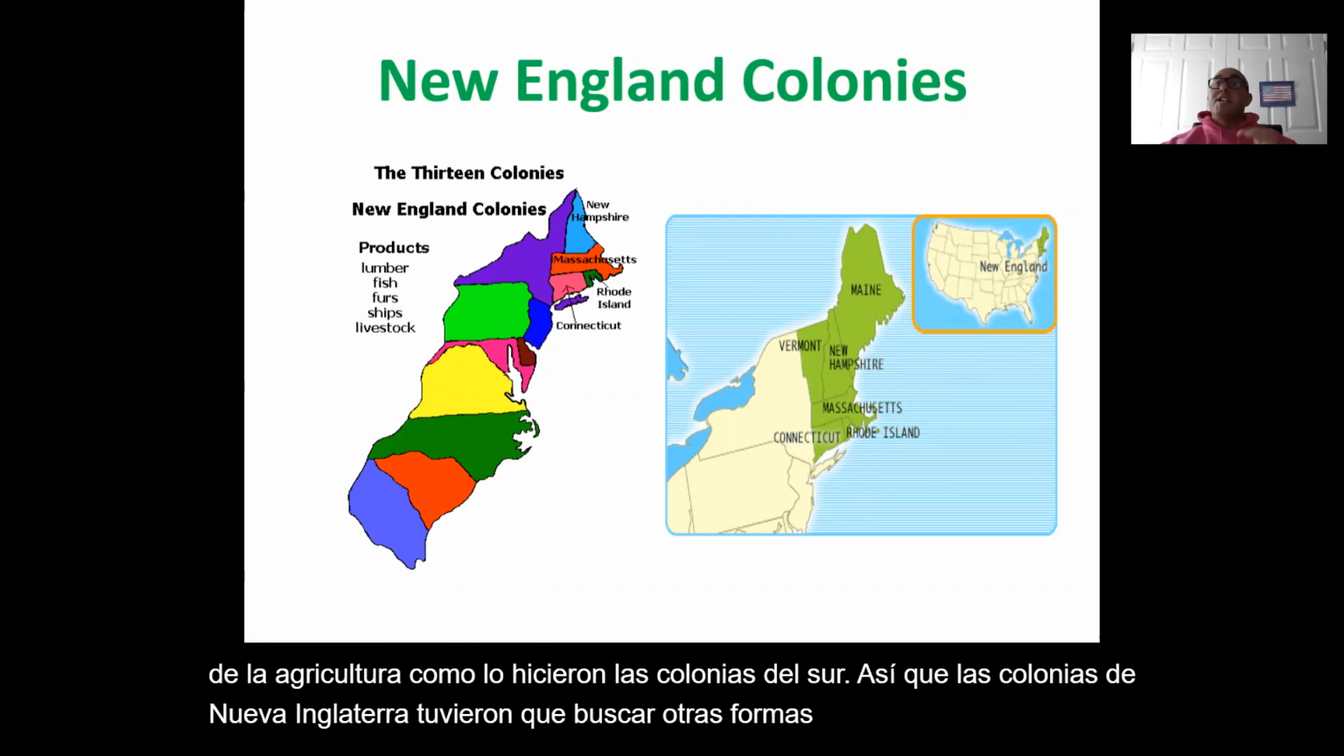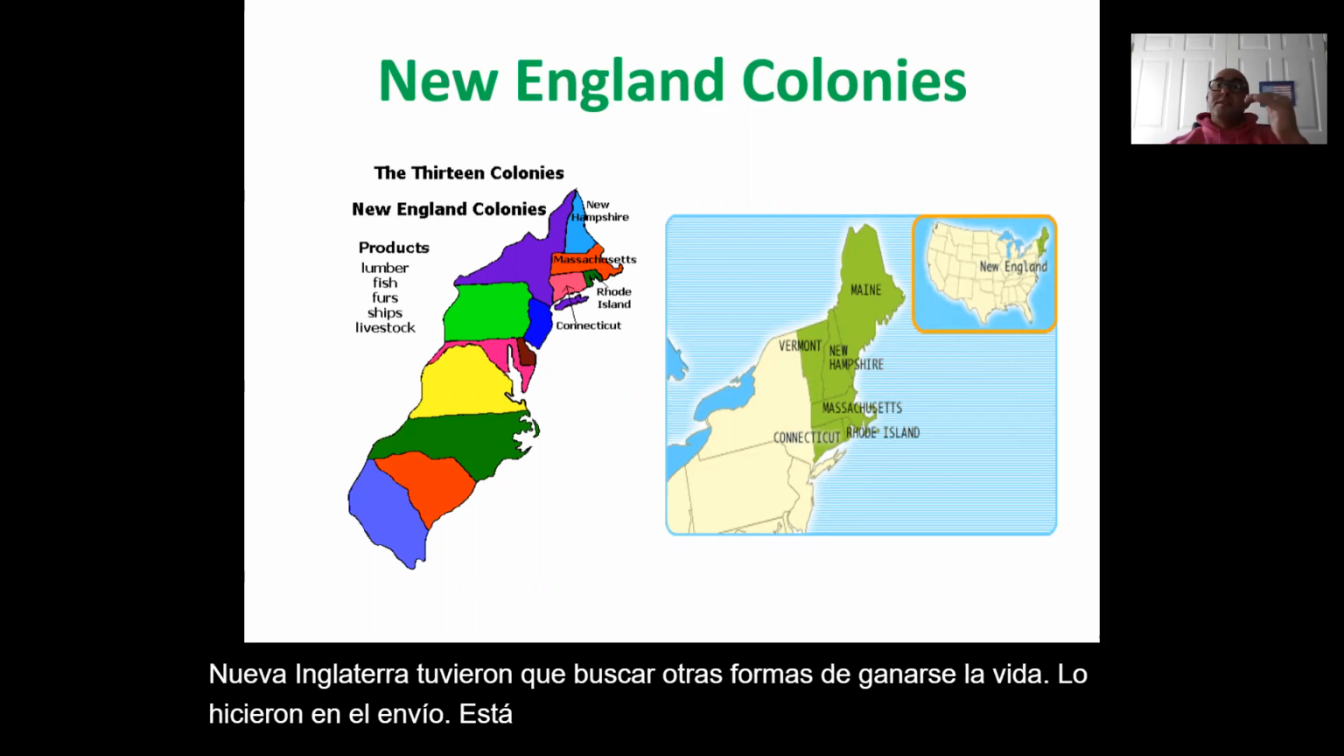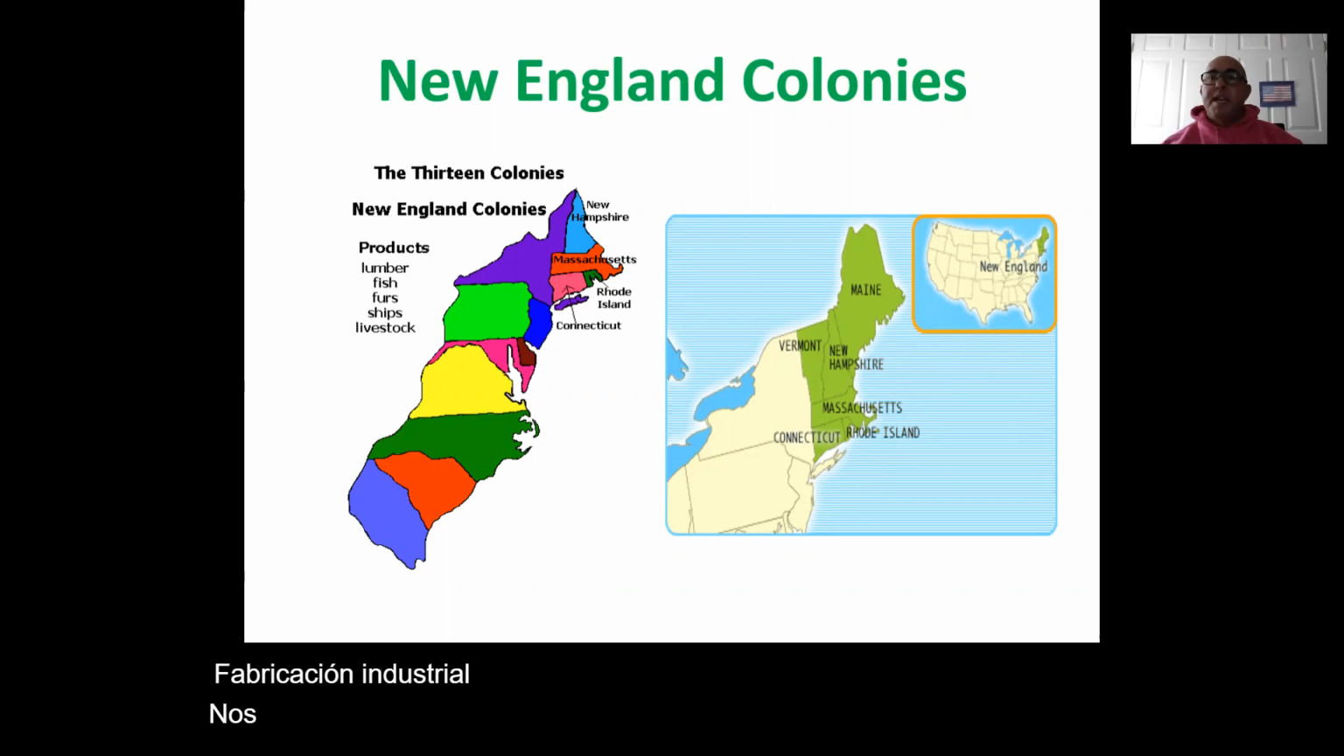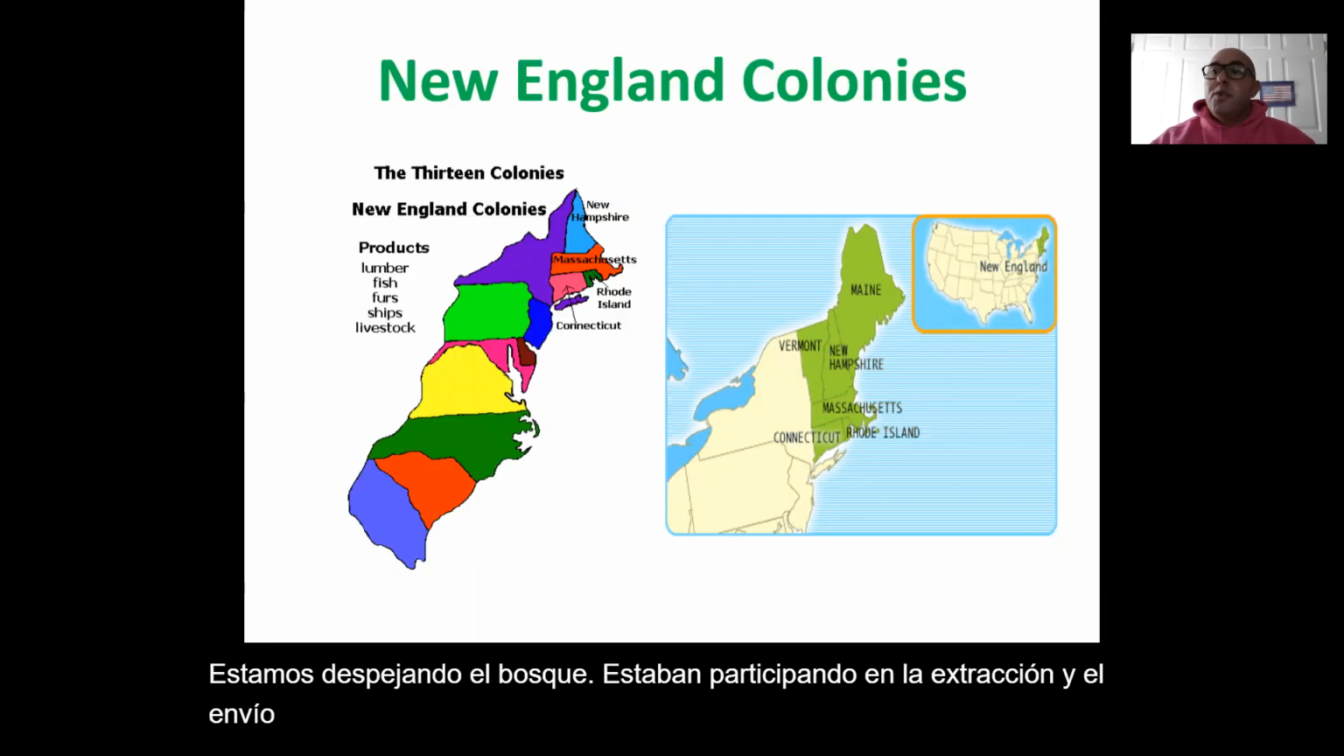They did this by shipping. They shipped goods back and forth. They were using their natural harbors for fishing, industry, manufacturing. They were clearing forest. They were participating in timber removal and sending those natural goods to the king.